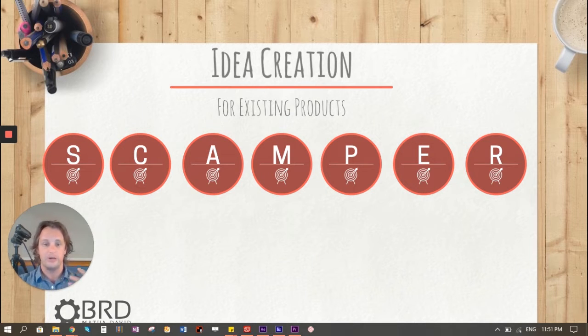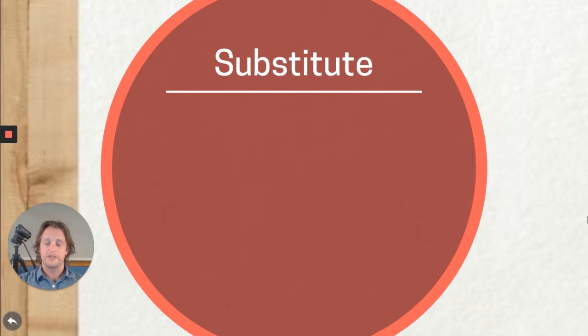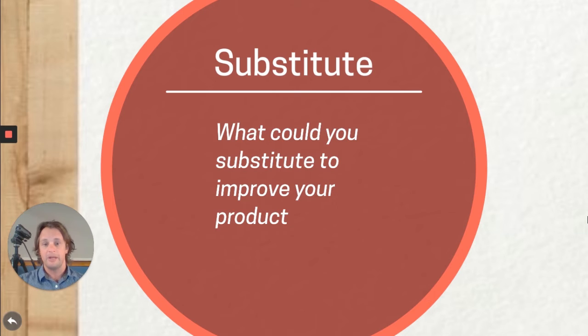Okay, so let's get into it a bit. Clearly, each letter stands for something, so let's see how that works. S stands for substitute. What could you substitute to improve your product? If we've got an existing product, let's think about a food one. I mean, it could be anything. M&Ms. M&Ms are made out of a bunch of things. They've got some candy on the outside. They've got chocolate on the inside.